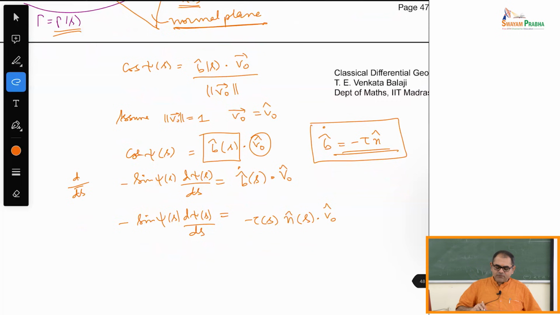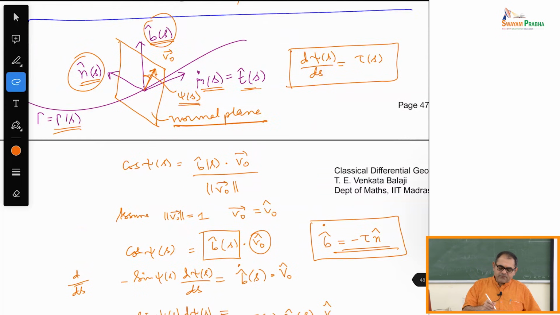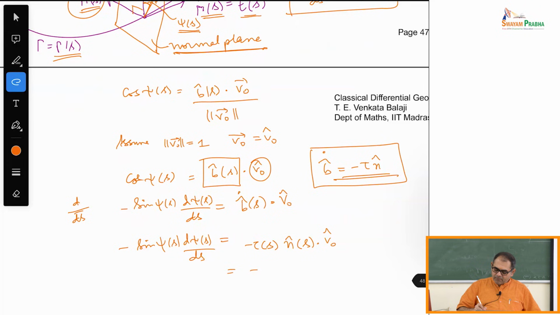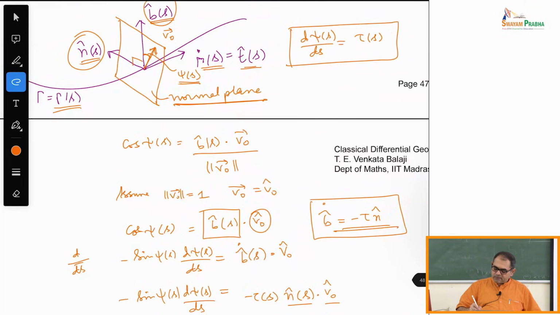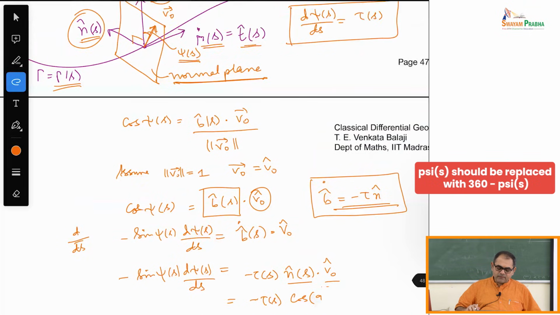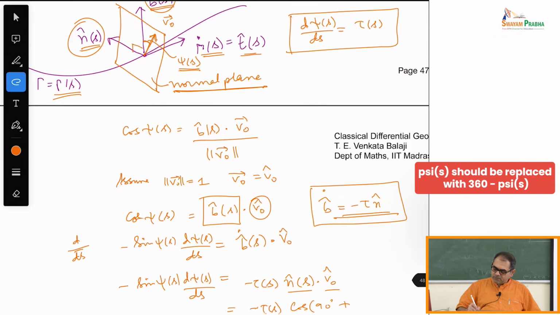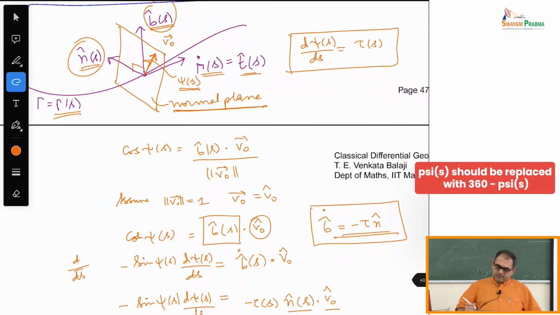Okay, now what is the angle between n hat and v naught? You see there is an extra 90 degrees. So it's 90 plus psi, and this is going to be minus tau of s times n hat dot v naught cap. The dot product is the norm of this times the norm of that; the norms are all 1, so I'll just get the cosine of the angle between these two, and that is cosine of 90 plus psi of s.